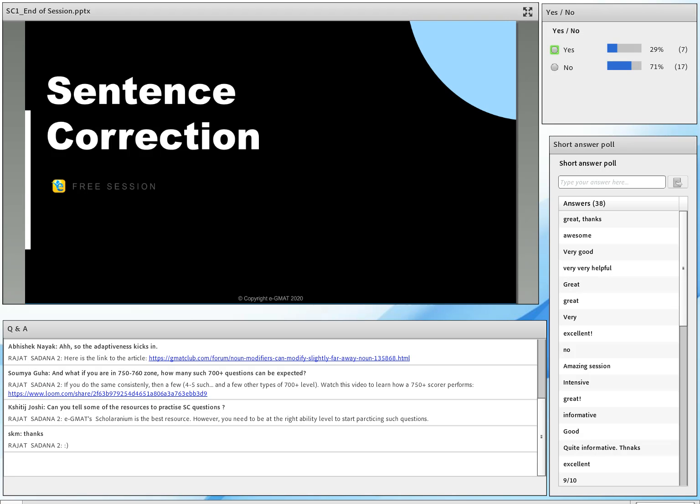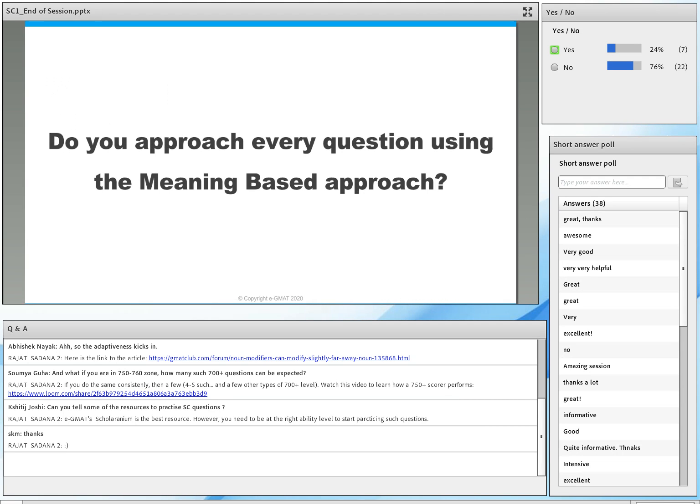And the takeaways are wonderful. It's great to see that you guys believe in the meaning-based approach, and you will follow it. So in the next part of the session, I'm going to talk about what it takes to imbibe that meaning-based approach, and how you should go about doing this. Clearly, many of you don't solve every question using the meaning-based approach, and we want to make sure that you do that, because that's the only way to success.